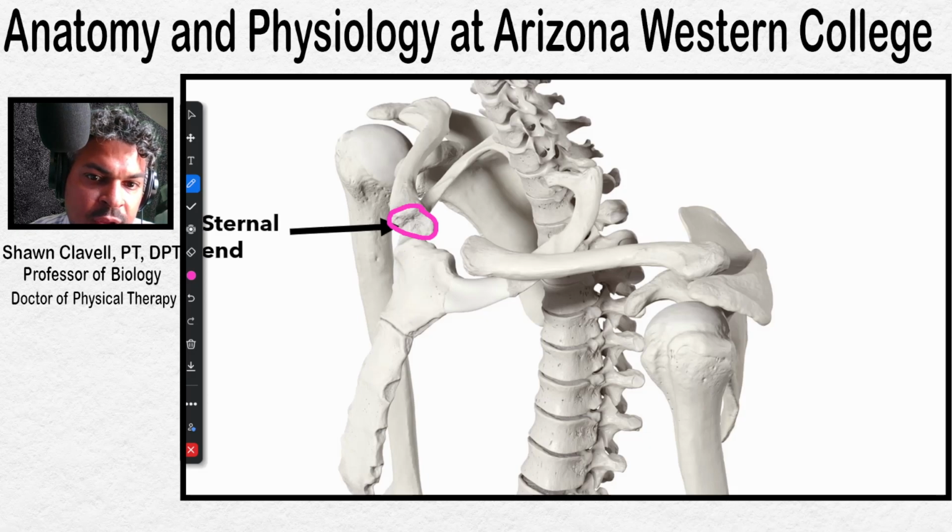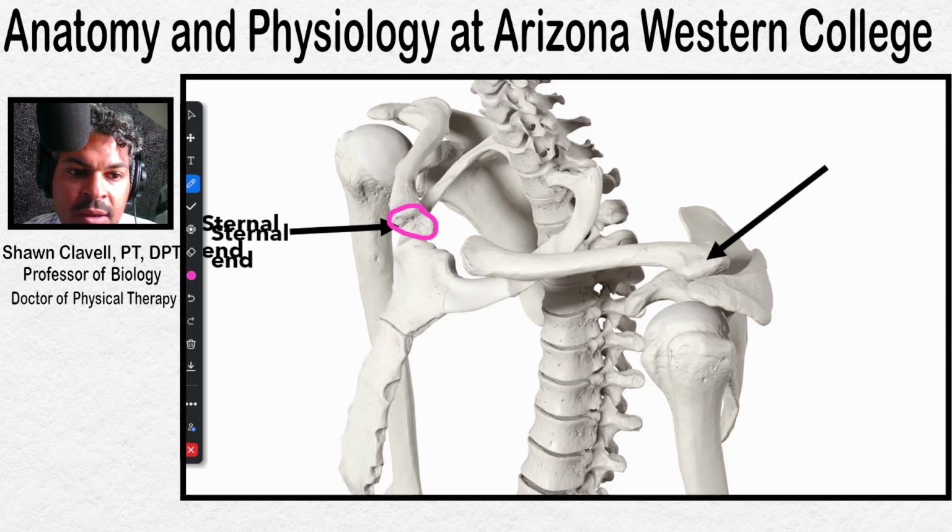Then the other portion here is the acromial end. I'll identify the acromial end here on the contralateral side. You can see here, there's the acromial end. The acromial end is actually a little bit more tapered and narrow than the sternal end. So the way to identify that is, again, by its shape. There's also the other component here that we'll see.